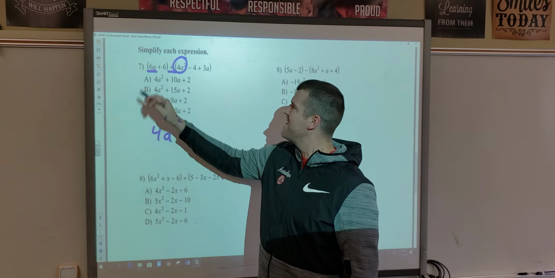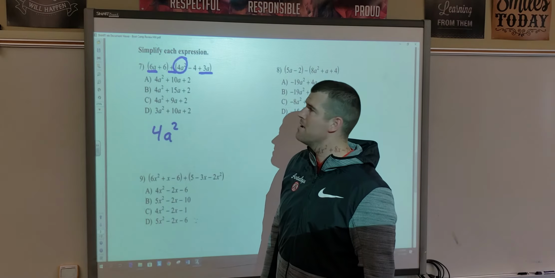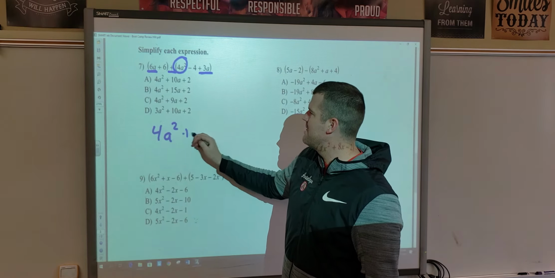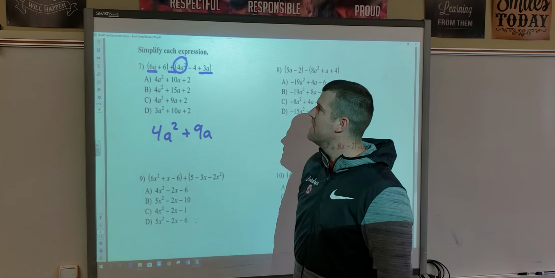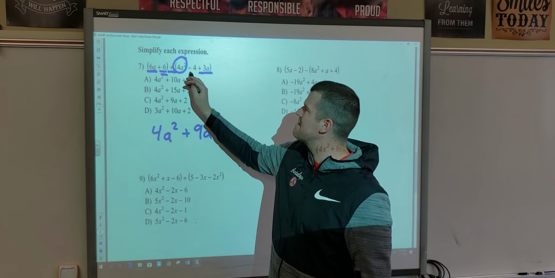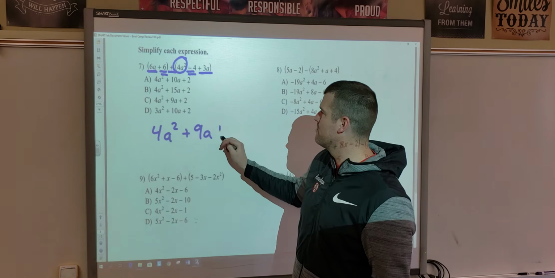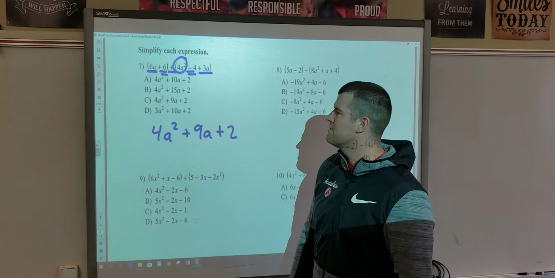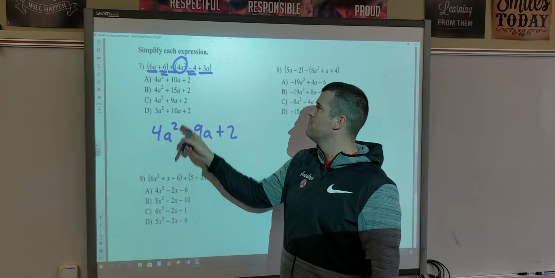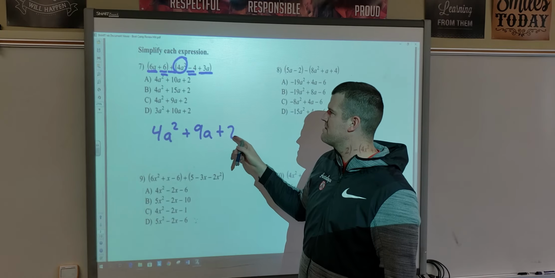I've got 6a and positive 3a. So 6a plus 3a is 9a. And then I can look for my constants, which I have positive 6 and negative 4. And if we combine 6 and negative 4, that's going to be positive 2. So our new polynomial, once we simplified these, is 4a squared plus 9a plus 2.